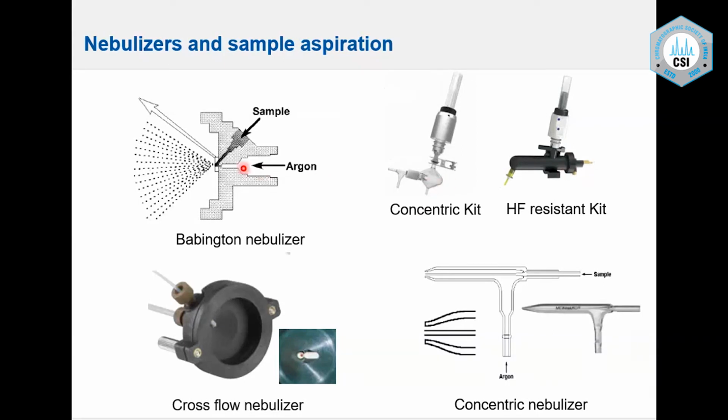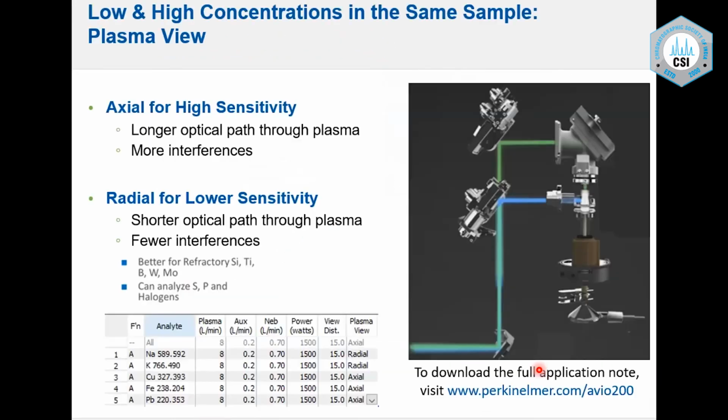What happens in the nebulizer is that the sample from the inlet tube comes in on this side, and the argon gas comes, and they come together and get sprayed. According to your sample matrix, whether it is highly pure and what matrix is present, you need to select different nebulizers for different samples. This is just an example of a crossflow nebulizer, and this is the concentric nebulizer.